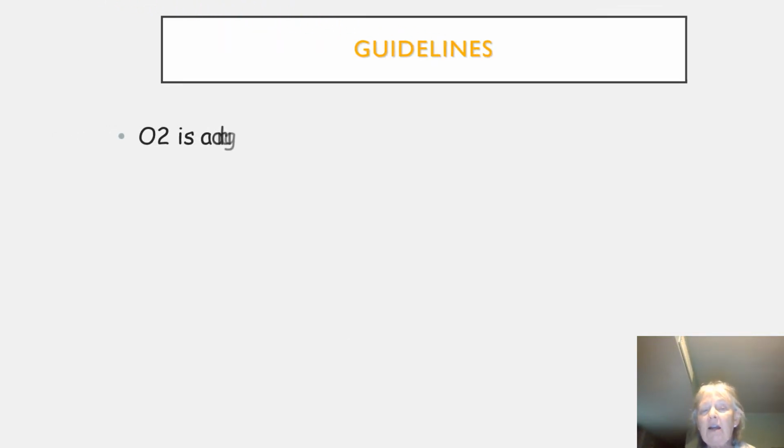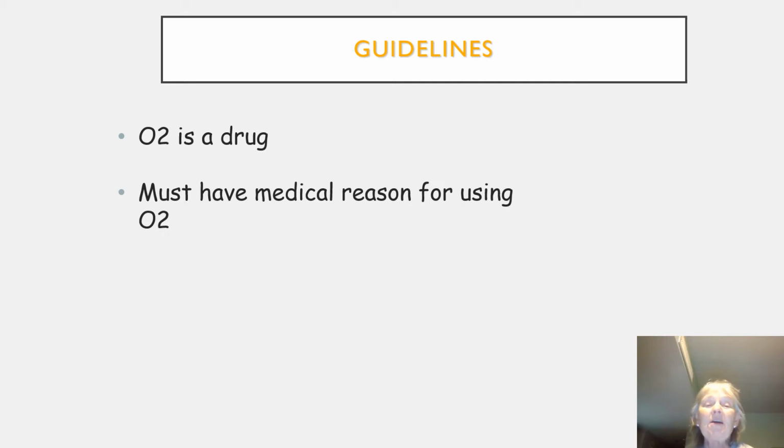So there are some guidelines that we all have to be familiar with. And the first one is oxygen is a drug. We've mentioned this before. We're going to mention it again. You have to have a physician's order in order to be able to prescribe oxygen for a patient. And there has to be a medical reason for using the oxygen.